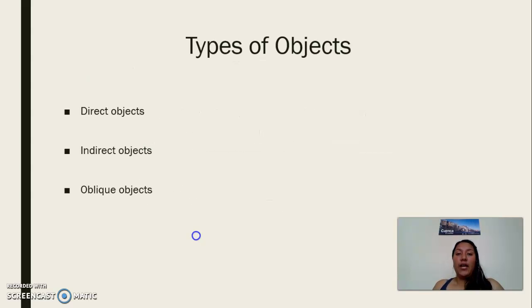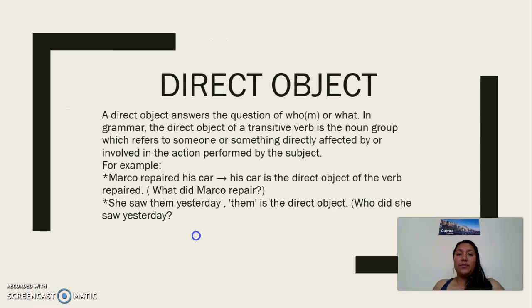We have three types of objects: direct, indirect, and oblique object. First, we're going to talk about the direct object. Here we have some tips on how to identify the direct object. A direct object answers the question who or what. In grammar, the direct object of a transitive verb is a noun group which refers to someone or something directly affected by or involved in the action performed by the subject.